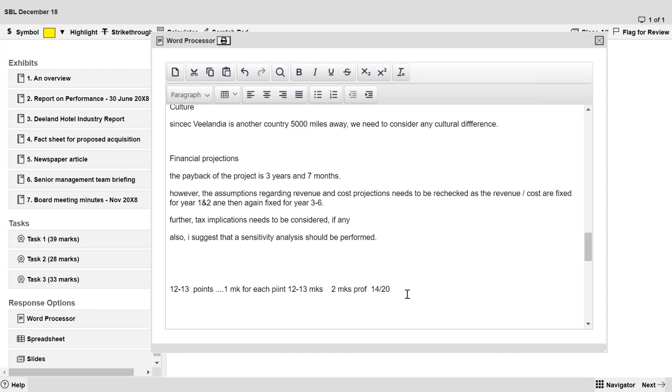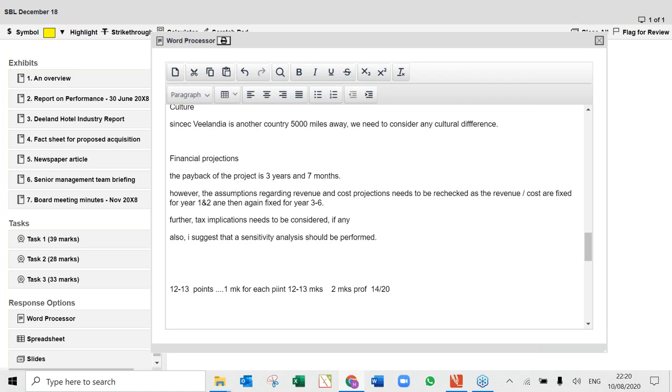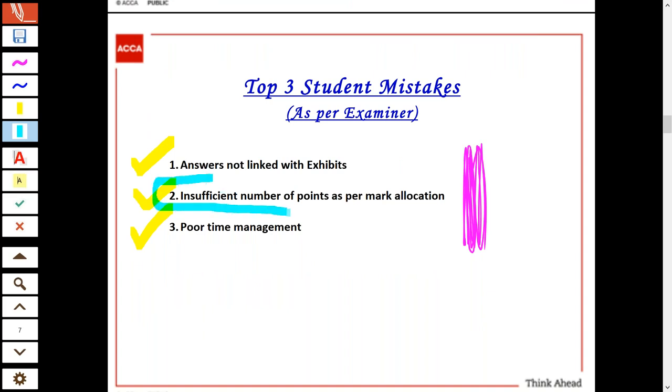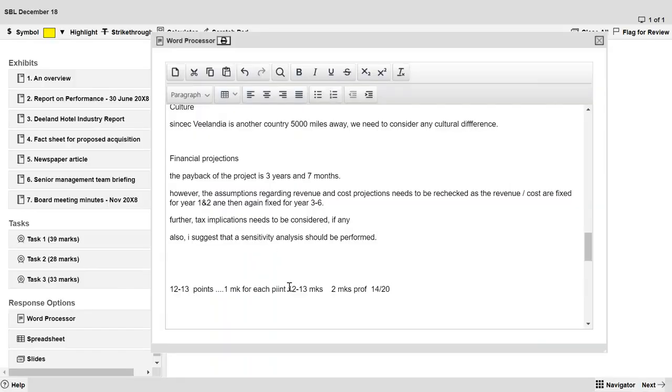So it all depends on the number of points you write. Let me remind you of the major reason why students fail: they write an insufficient number of points. Because I gave at least 12 to 13 points, I can safely score 12 marks, plus 2 marks for professional skills, so 14 marks. This is how the examiner marks. He will count the number of points, and I'm just talking about average students here. With average English and average drafting skills, out of 2 marks I would expect 1 mark. I'm not going to be over ambitious. So if I want to score 12 marks, I need to give 12 points.